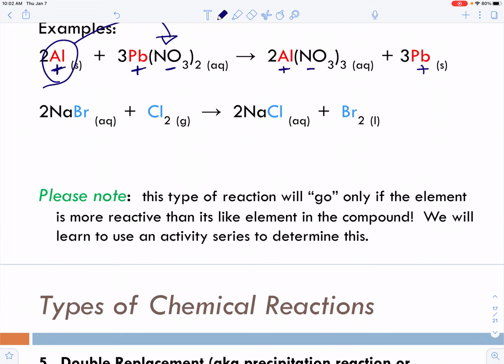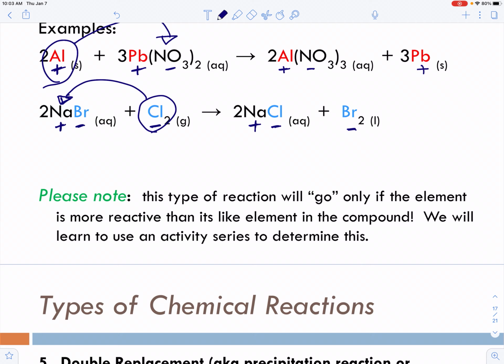In the reaction where there are nonmetals that are switching partners, again, here's sodium. Bromine is my nonmetal, so it's the anion. Chlorine is a nonmetal, so it will normally form an anion. And because chlorine is all by itself, it wants to steal itself a partner. So it's going to want to pair up with that sodium. So then I'm going to end up with sodium chloride, and then bromine will end up all by itself.